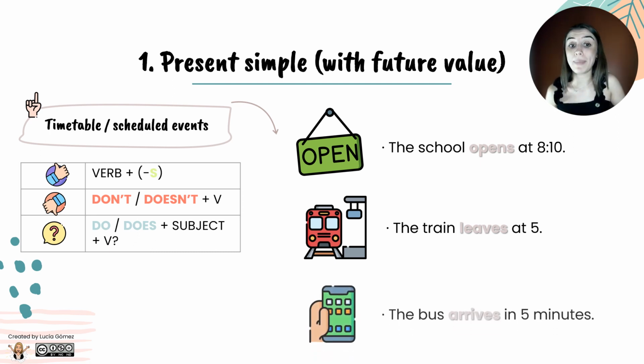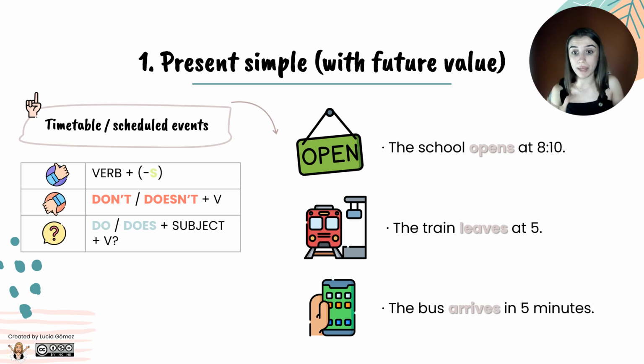And the same happens if I'm at the bus stop, imagine, and there's a woman who comes and asks me what time does the bus arrive. I can say something like the bus arrives in 5 minutes. So as you can see here, this is used for timetables, as we do in Spanish. If you translate all of these sentences into Spanish, you'll notice that we also use the present tense.